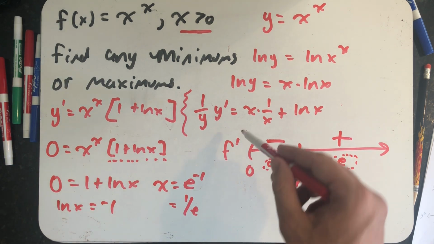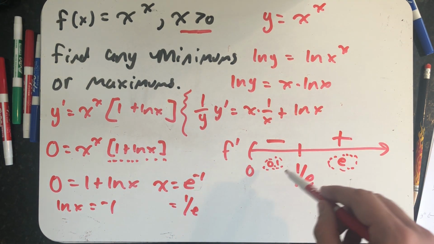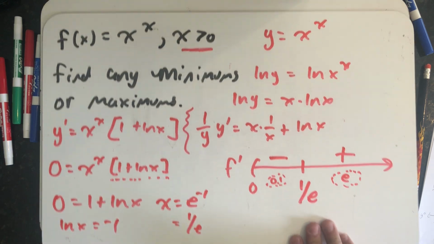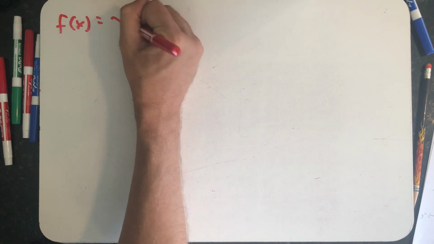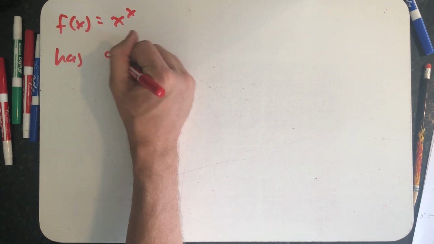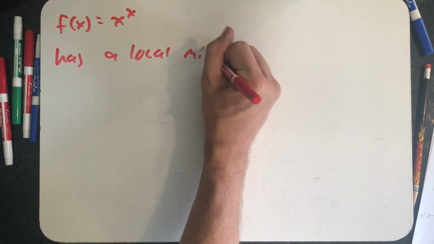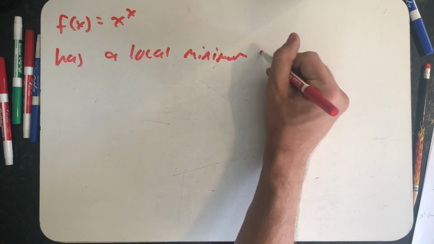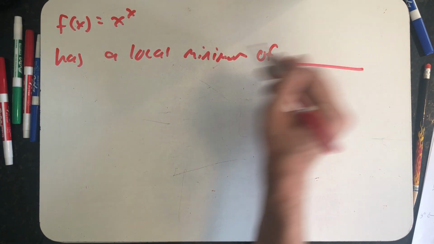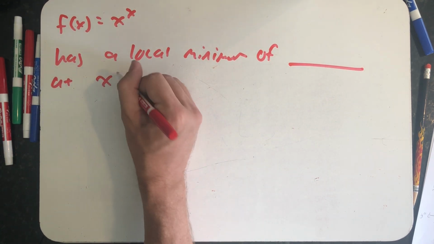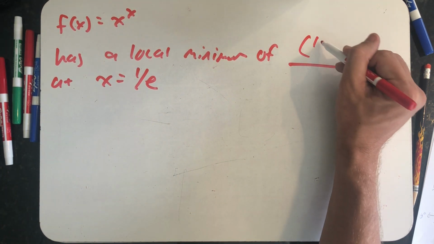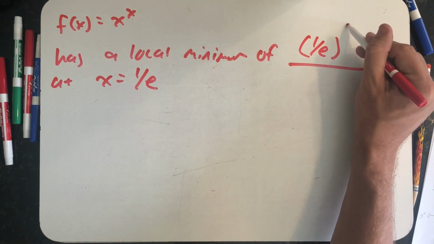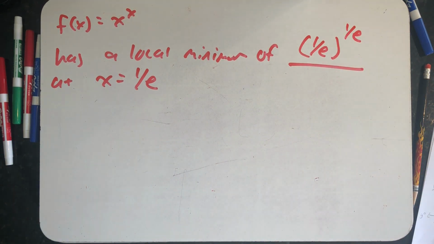So I know my function decreases and then increases, which would tell me that at least f of x equals x to the x has a local minimum of some number we need to write down at x equals 1 over e. Well, x raised to the x, this is 1 over e to the 1 over e. Not a very pretty number, but we can get a decimal approximation for it.